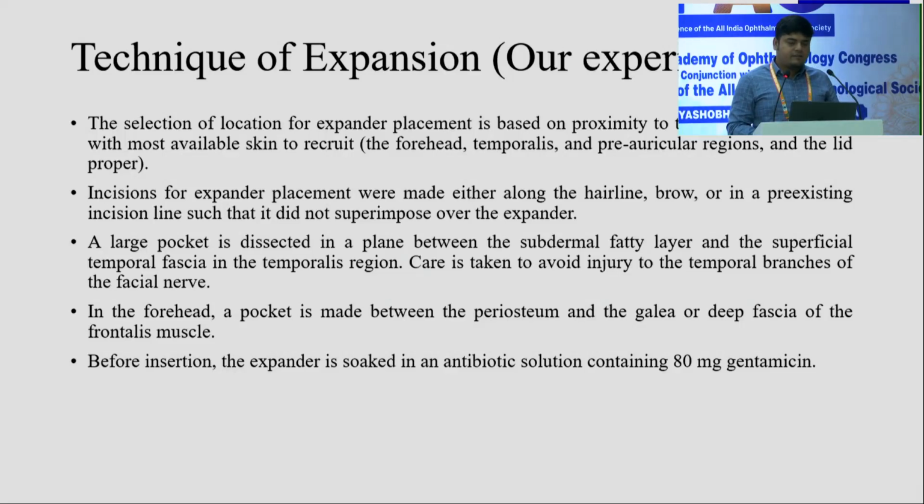Initially we placed the incisions for the expander placement along the hairline, the brow or in a pre-existing incision line. Then a large pocket was dissected between the skin and the superficial temporal fascia in the temporalis region, and between the periosteum and the galea in front of the frontalis muscle in the forehead.